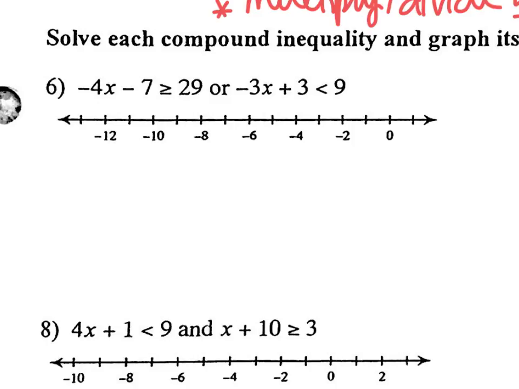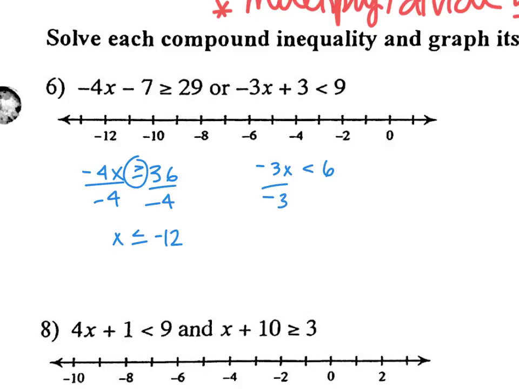On this first one, we're just going to solve that out. Add 7 to both sides. That's negative 4x is greater than or equal to 36. Divide by negative 4 means my symbol is going to flip around. So x is going to be less than or equal to negative 12. Negative 3x, subtract 3 from both sides is going to give me 6. Divide by negative 3, got to flip the symbol around. That's going to give me x is greater than negative 2.